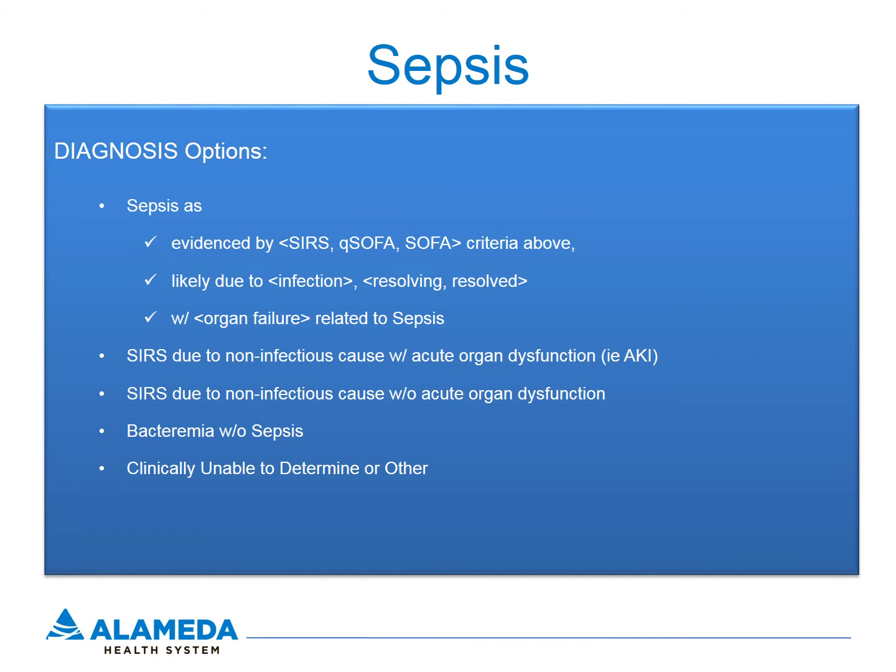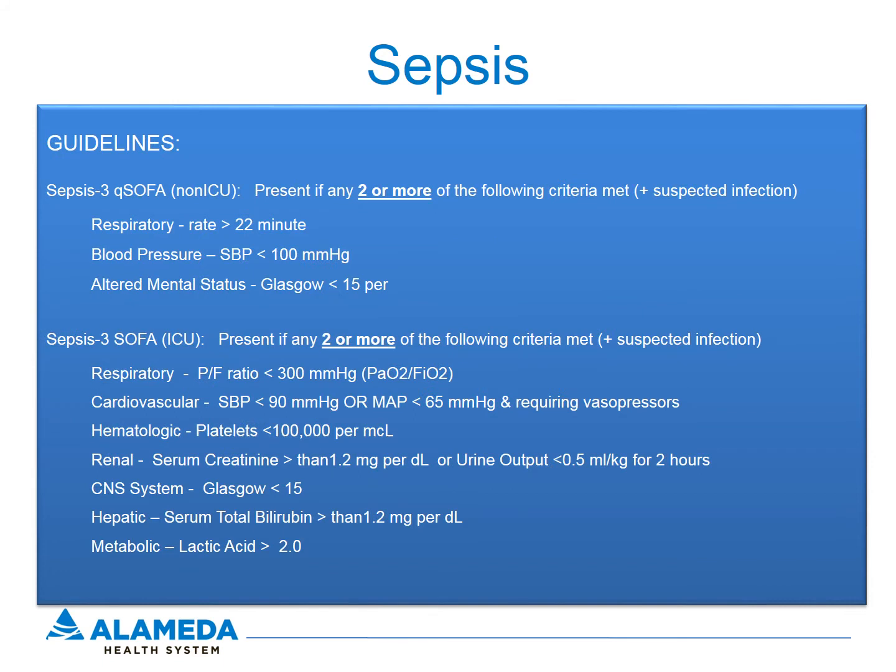Then you might get a choice of the patient might have SIRS, right? So it could say it might not have sepsis at all. And whatever you answer this query is perfectly acceptable. You might say sepsis was ruled out, but patient had SIRS due to a non-infectious cause with acute organ dysfunction, or the patient could have had SIRS due to a non-infectious cause without the acute organ dysfunction, or perhaps the patient just has bacteremia without sepsis, or you're clinically unable to determine, or there's another diagnosis. But those will be your options on your query that you can choose from.